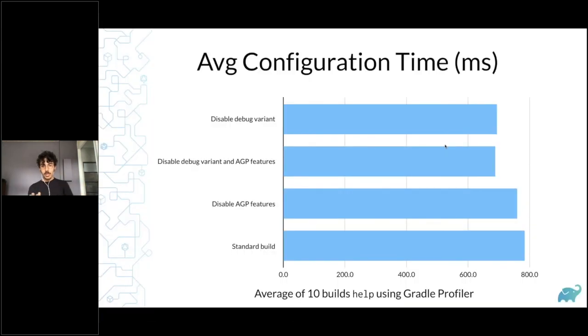So I went ahead and did a performance analysis of some of the things I talked about today. I ran a build. The standard build is at the bottom, with everything enabled. The one at the top, I disabled the debug variant of all the library modules. The one in the middle, I disabled the debug variant and the Android Gradle plugin features that weren't needed. This is run on the K9 Mail app, and this is just the configuration time, so it's not compile time, nothing like that. Unfortunately, it's a really long time to run profiling for all these builds.